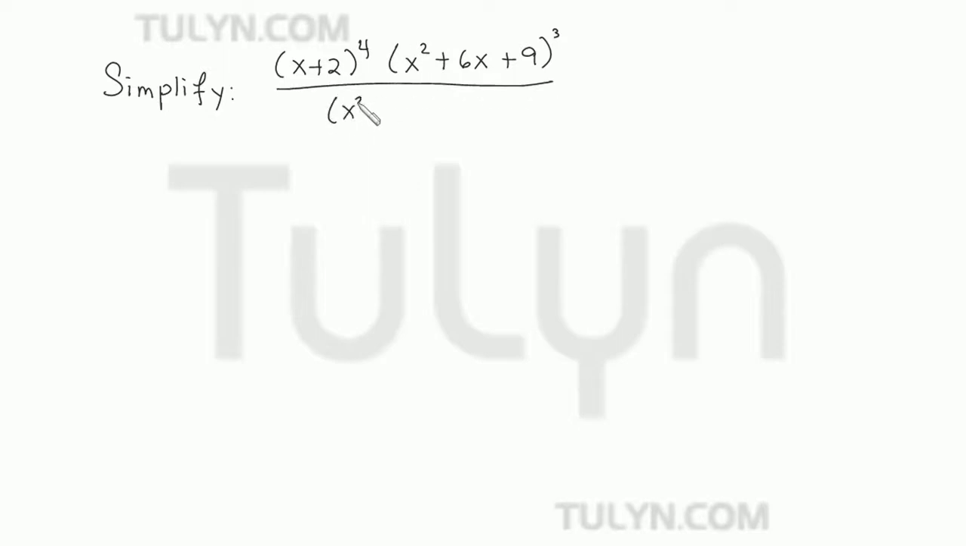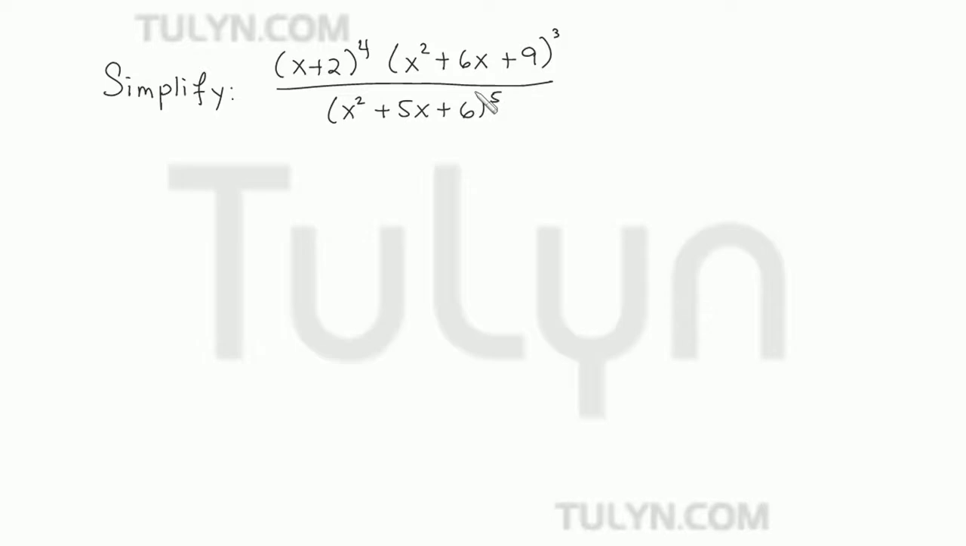Simplify the following rational expression, where you have (x + 2)^4 times (x² + 6x + 9)^3, all over (x² + 5x + 6)^5.